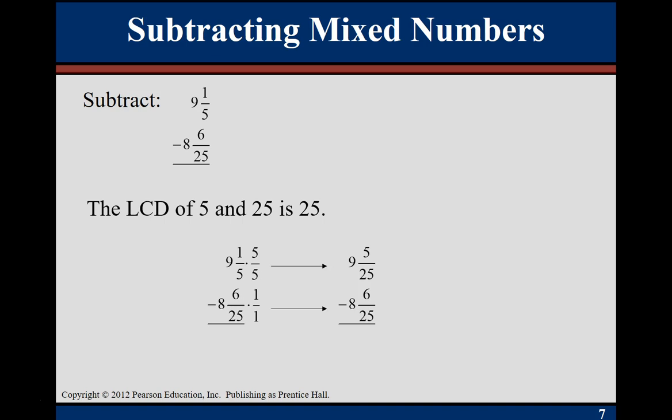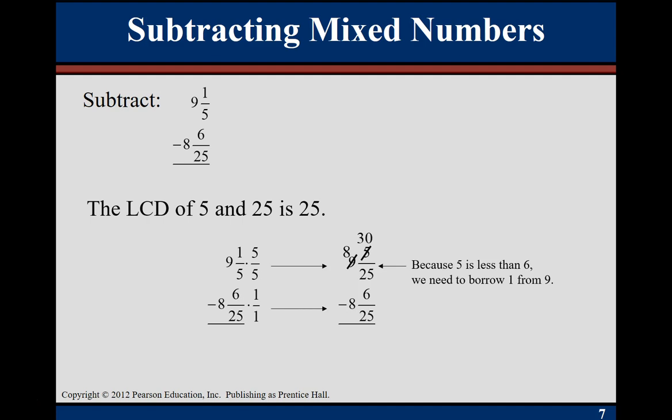I can't say 5 minus 6. I'll wind up with a negative number, and I can't have negatives inside of the fractions with my mixed number. So I'm going to have to do something called borrow. I'm going to have to borrow a whole group of 25 out of this 9. So I'm going to cross off the 9, and I'm going to make that into an 8. And I'm going to add that whole piece to here.